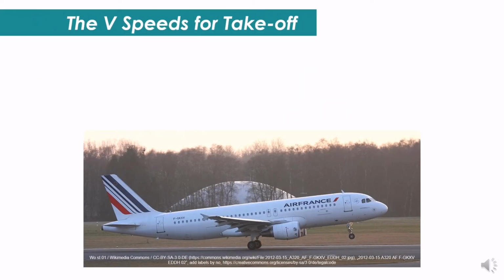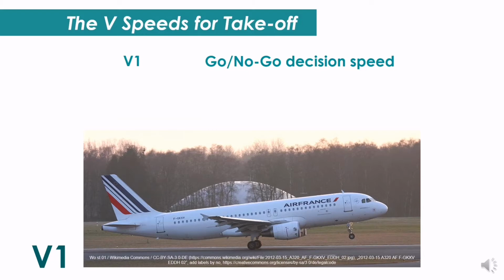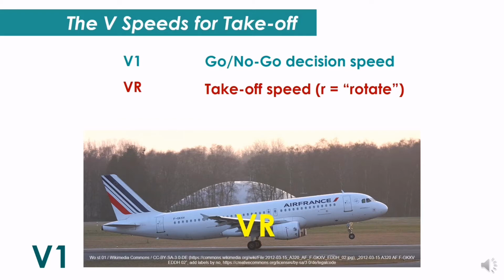V1 is the speed at which a pilot makes a decision to continue the takeoff or stop on the runway. We can call this the go or no-go decision speed. VR is the airspeed when an aircraft can safely leave the ground. V2 is a speed to fly for the best angle of climb.